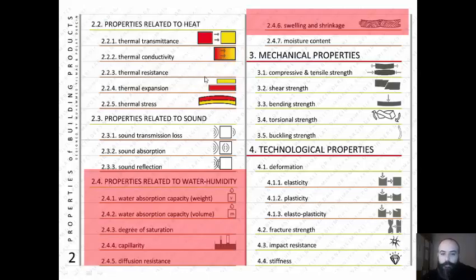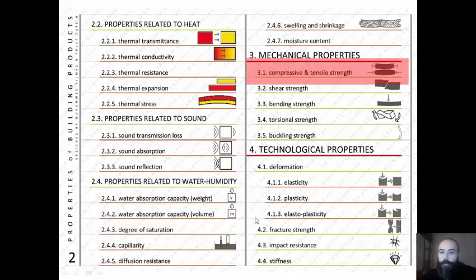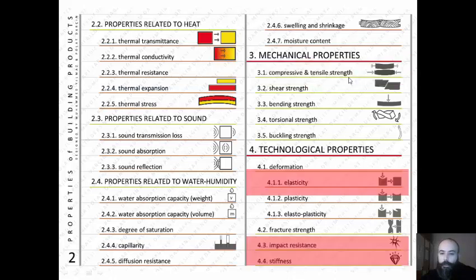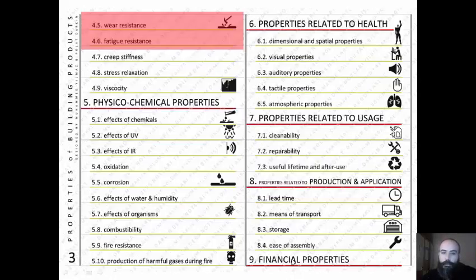Also, if there is rain and humidity, we need to consider the properties related to water and humidity, like the capillarity, diffusion resistance, swelling, and shrinkage. The compressive and tensile strength of the options will be important. If there is the risk of impact, we need to consider the impact resistance and elasticity and stiffness of our choices.